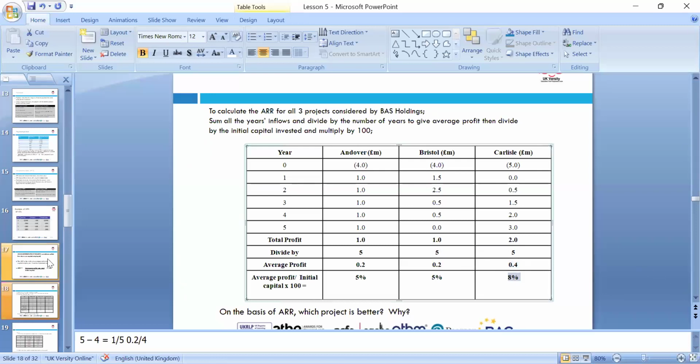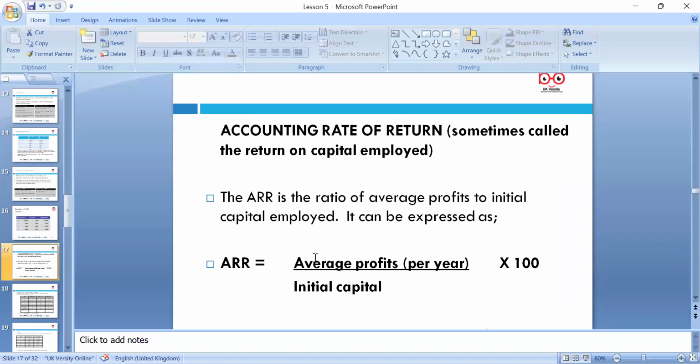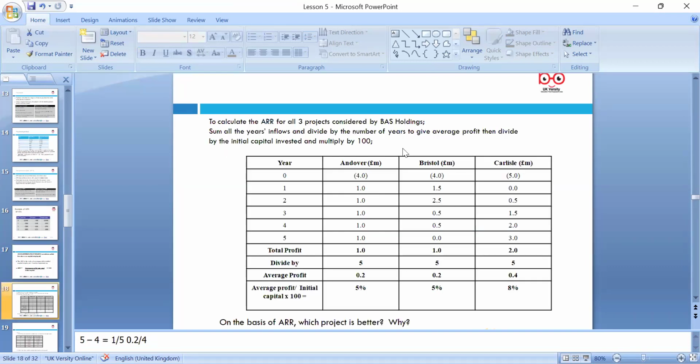So that's the formula: average profit per year divided by initial investment times 100. And we can look at which project to choose. In A, B, C, Handover, Bristol, and Carlisle, these are the three project options we have. In project C we are getting an 8% return. So C is better than A and B.